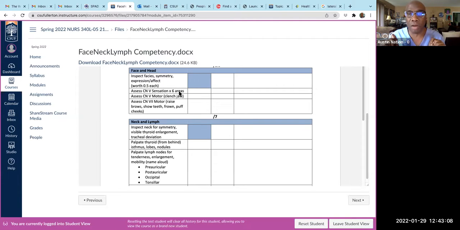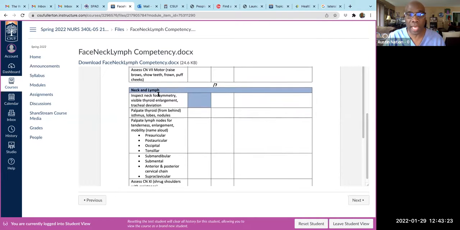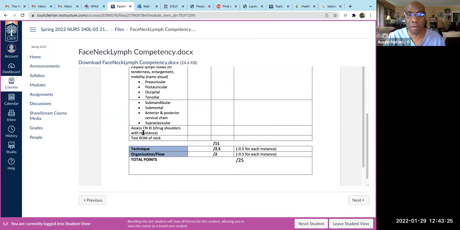So I'm asking the patient to do these things. Clench your jaw for me. Show me your teeth. Raise your brow. Frown. Puff your cheeks. These are ask skills. While I'm asking the patient to do stuff, I might just go ahead on down to my other ask skill. These two down here I told you were also ask skills. Assess cranial nerve 11, shrug the shoulders with resistance.